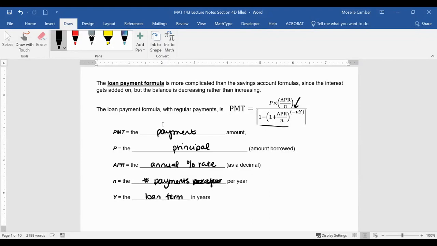Okay, so this Y is a little bit different than what we've used for savings plans, because in savings plans we're kind of saying, okay, let's say I put it in for 10 years, or what if I put it in for 20 years? So this is a little bit different because you have to look at the entire loan, not just part of the payments. So this time is going to be the loan term. So how long have you taken this payment out for?